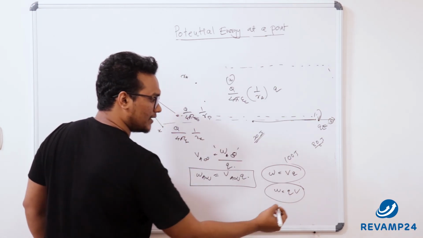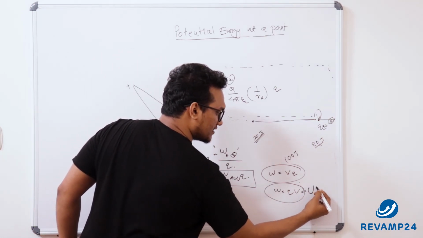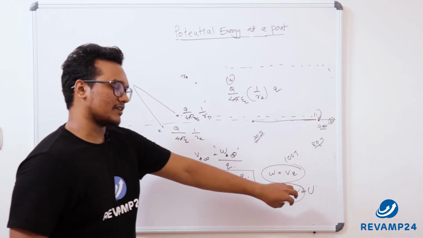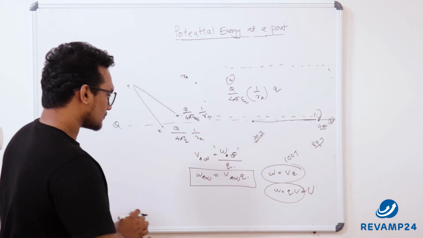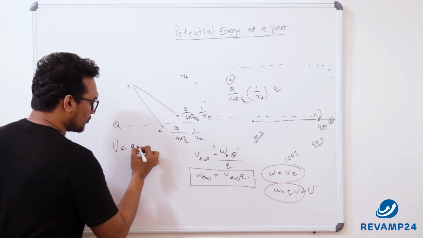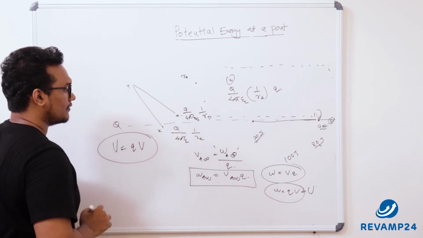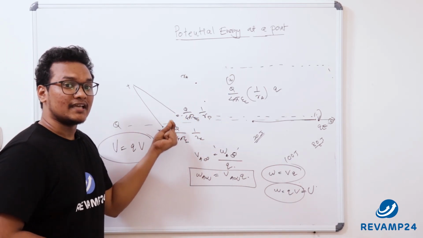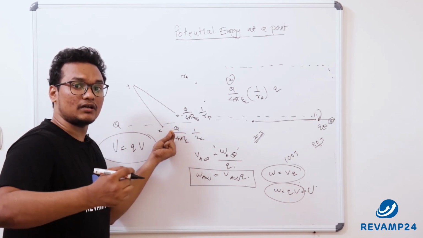Now this work done will be stored as potential energy U. Clear? Both are the same. Now to get the potential energy of a charge, what equation should we follow? Potential energy is equal to Q into V. That is the value of energy a charge carries when it is placed in a position in an electric field.